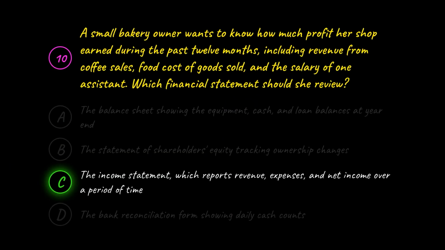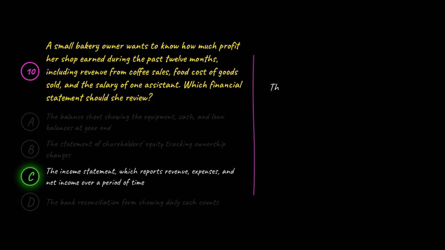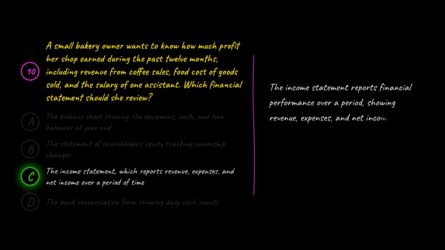The correct answer is C. The income statement which reports revenue, expenses, and net income over a period of time. C is correct because the income statement reports financial performance over a period, showing revenue, expenses, and net income. 12 months of revenue, food costs, and wages would all appear here to produce the annual profit figure.